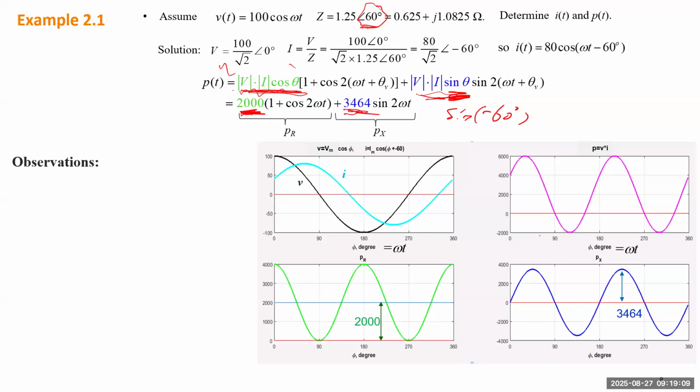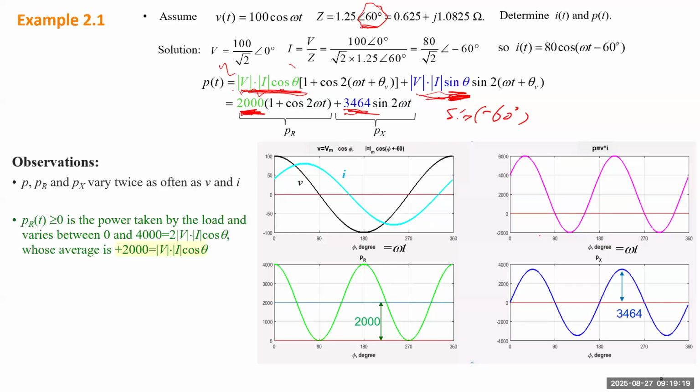Okay, so let's summarize our observations. Instantaneous power has two items. They both vary twice as often as voltage and current. The first item will never be negative. It will be either zero or positive, but most of the time it will be positive.